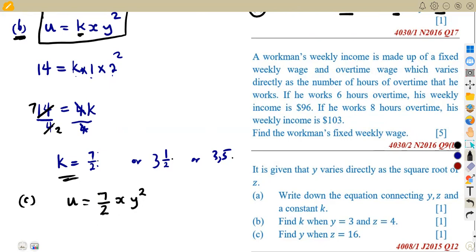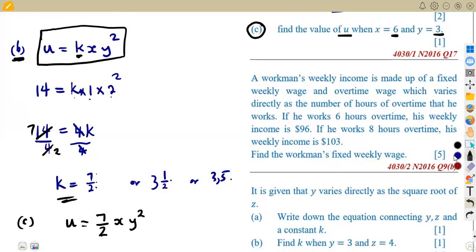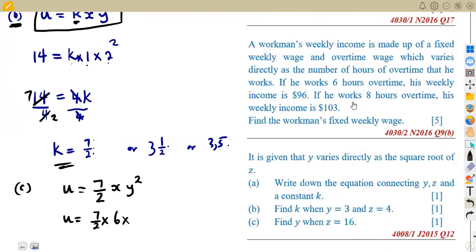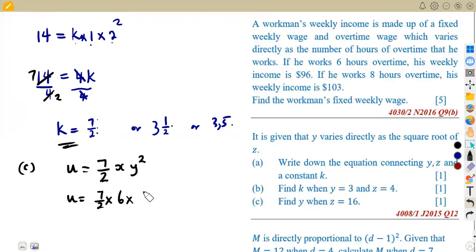Then you consider now the question. What is the question here on C? The question is asking us to calculate U, given that X at that moment is 6 and Y is 3. So we are simply substituting now. In place of X, we are going to substitute 6. In place of Y, we are going to substitute 3. So it means U is equal to 7/2 times X, remember X is 6, and Y is equal to 3. So we are going to substitute Y squared, so it's going to be 3 squared.